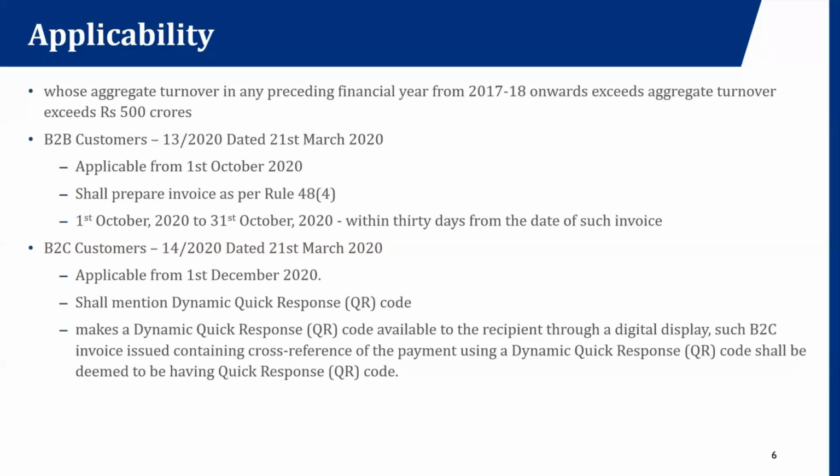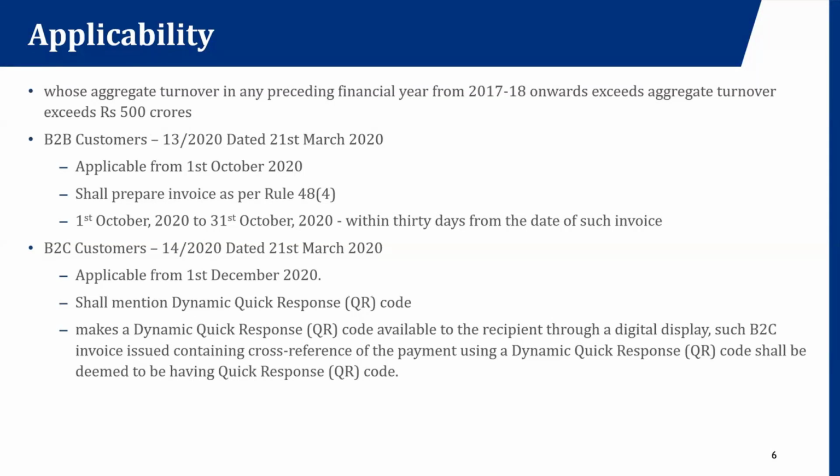One more exception they have given is where the dynamic code is available to the recipient through a digital display, and such a B2C invoice is issued containing the cross reference of the payment using a QR code. That means if the invoice mentions that it is already available as a digital display to the customer, then the QR code need not be mentioned on the invoice. But where a digital display is not available, the QR code is really important for the B2C customer.